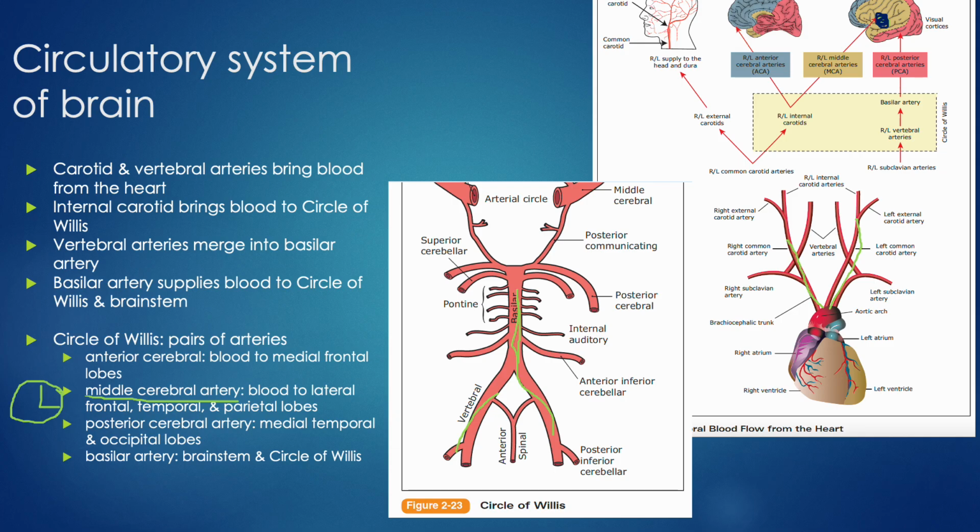And then your posterior cerebral artery provides blood to the medial temporal and occipital lobes, and basilar artery gives blood to the brainstem and circle of Willis.